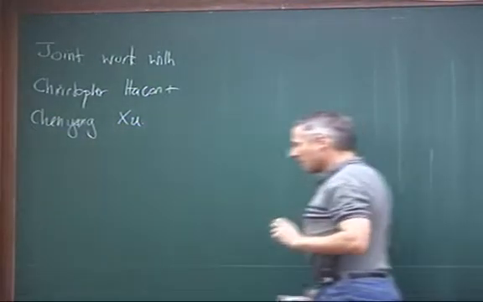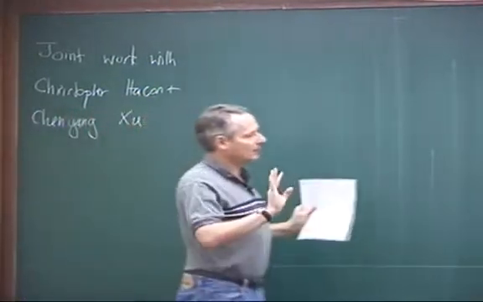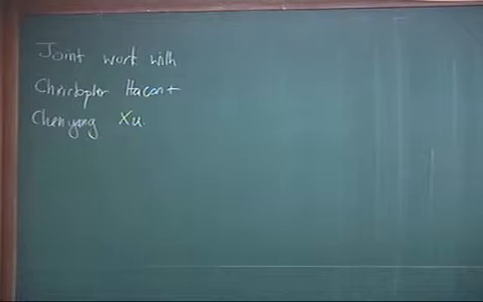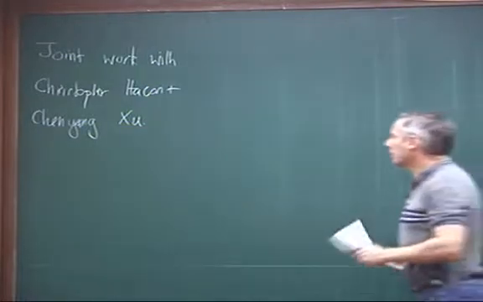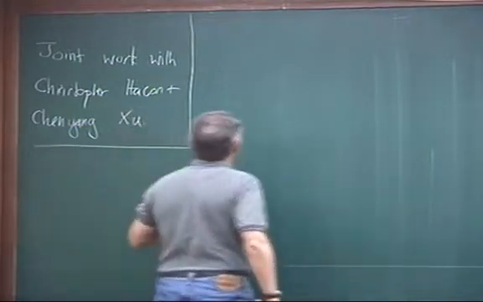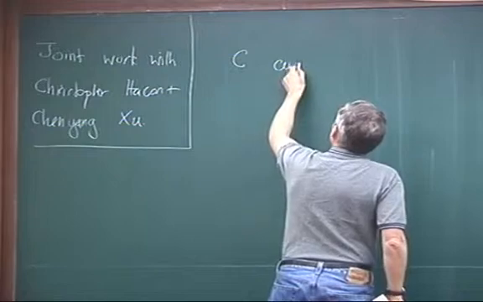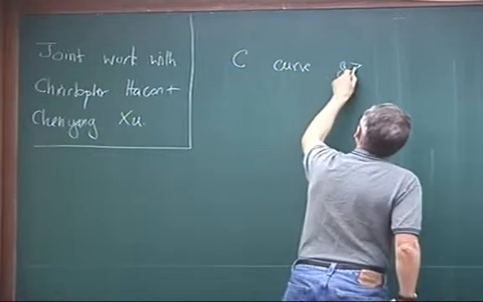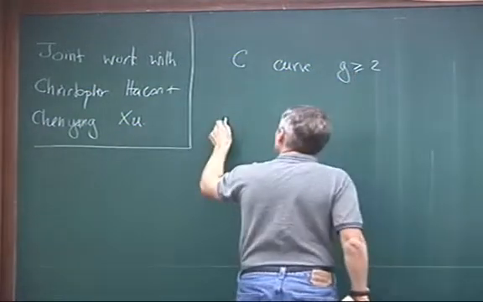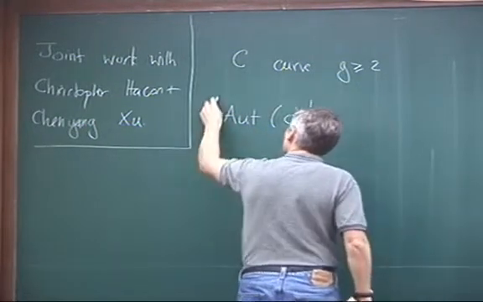Okay, so let me start by mentioning two seemingly completely unrelated problems. So I'll put one on this side, one on that side. One of them is very, very classical. Everybody knows. So if you take C, a smooth curve, genus at least 2, then there's an upper bound on the automorphism group.